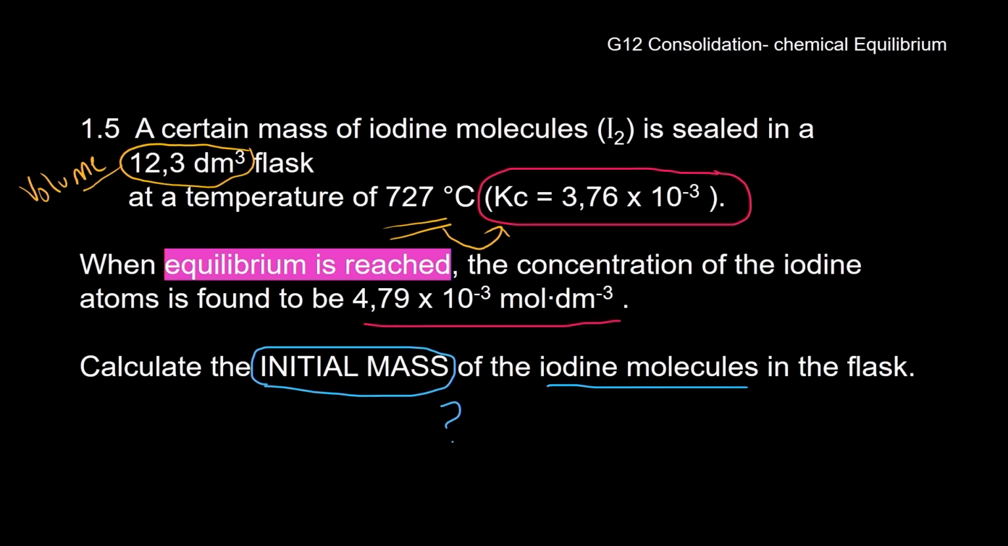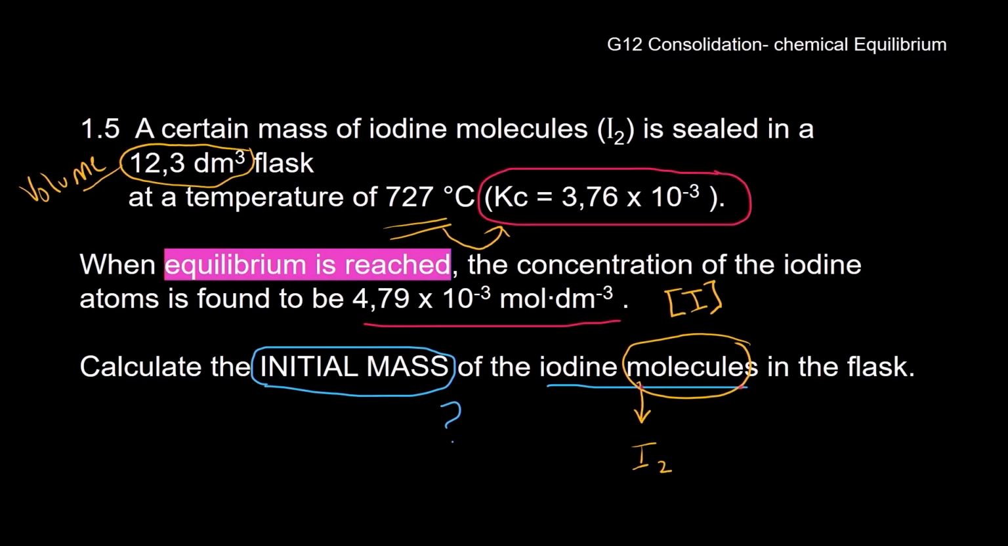4,79 times 10 to the minus 3 mole per decimeter cubed. So that is the concentration of the iodine atoms. Calculate the initial mass of the iodine molecules in the flask. Okay, so have a look here. The word molecules is telling us that they are looking for I2, the diatomic molecules. So where do we start?